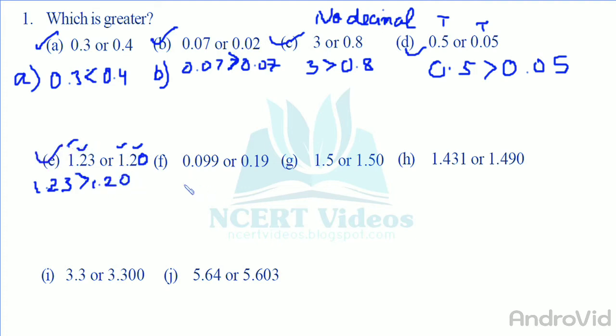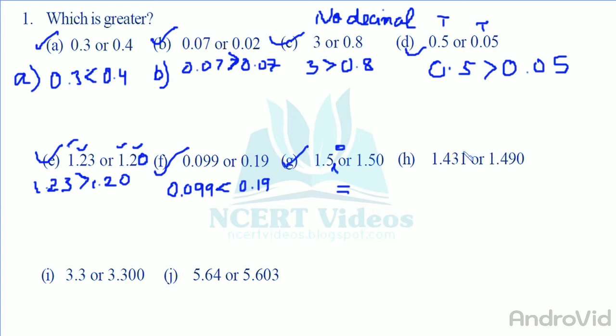And don't pronounce it 1.23. Here, what we have in tenths part, compare the tenths part. Here it is 0, the other side is 1. Therefore, 0.099 is less than 0.19. Now, G part. Here, again, when there is nothing written, compare it as 0. Therefore, both the numbers are equal.